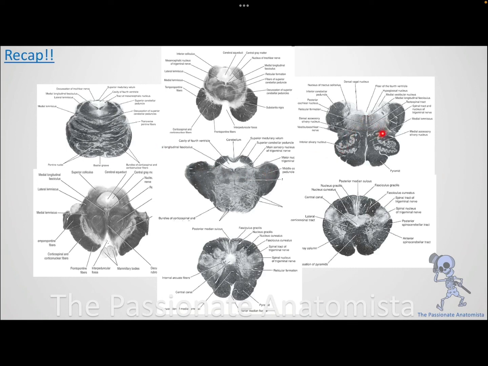And we know all the exceptions. And then here, this is a pyramidal decussation, and this is the sensory decussation. And that's all we have, you guys.